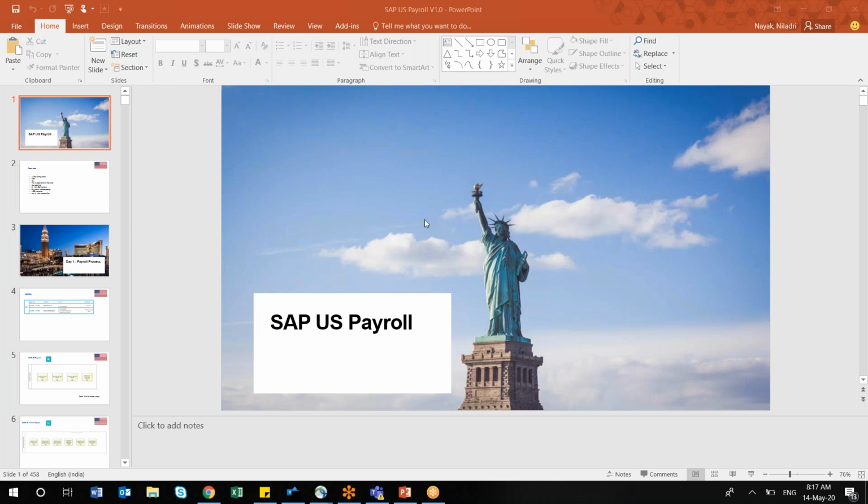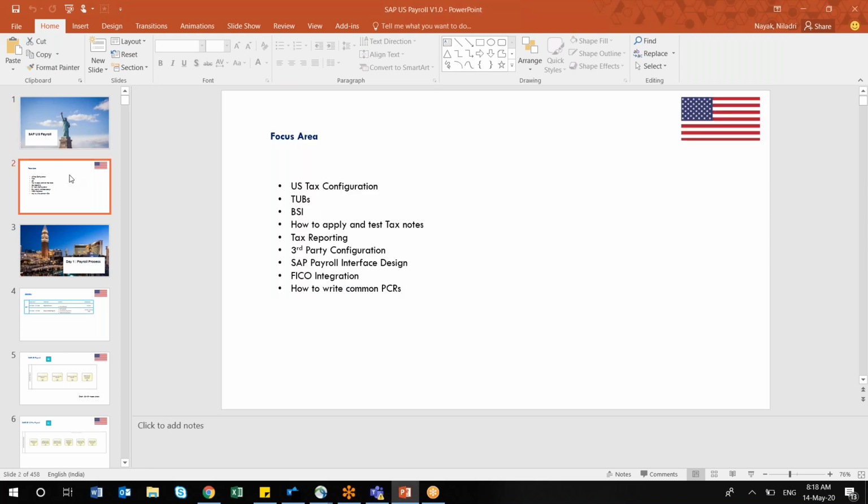So hello Andy once again. We'll be starting with the SAP US payroll today. As I have received the basic requirement, these are the different focus areas we will be focusing on in the sessions. You'd like to understand more about the US tax configurations, TUBs, how BSI tax is calculated and how BSI is implemented inside your payroll.